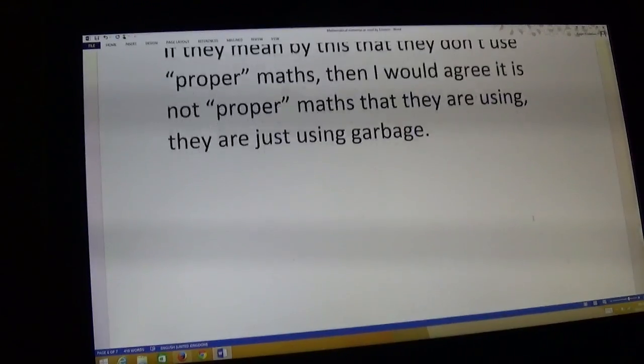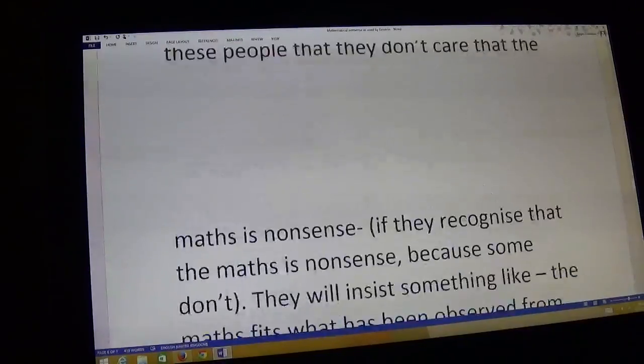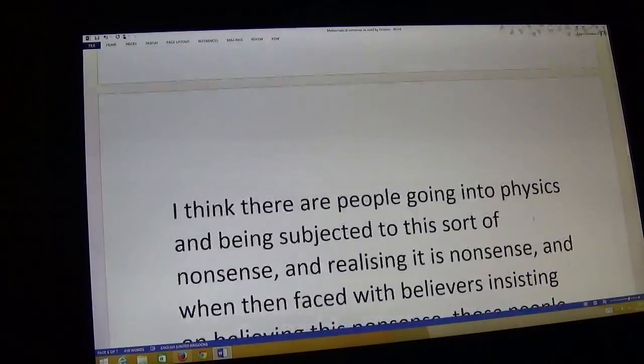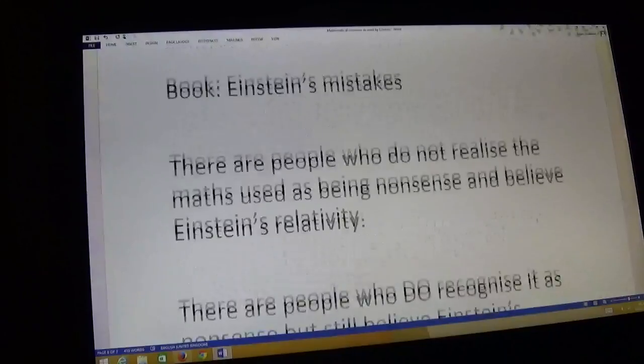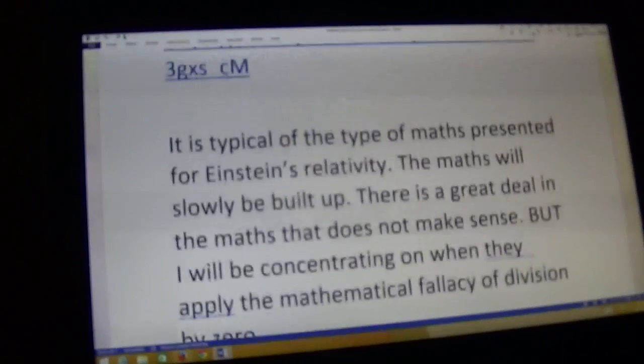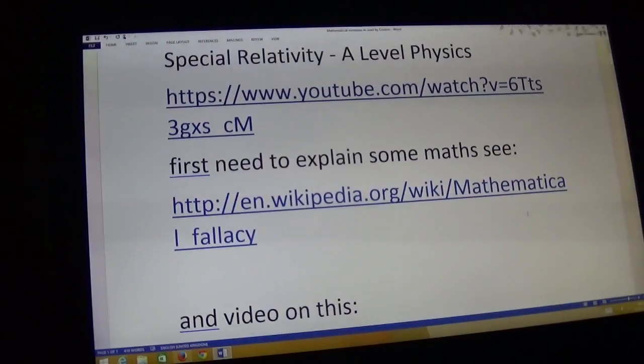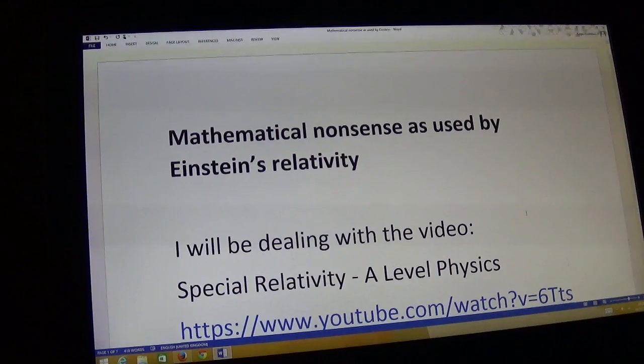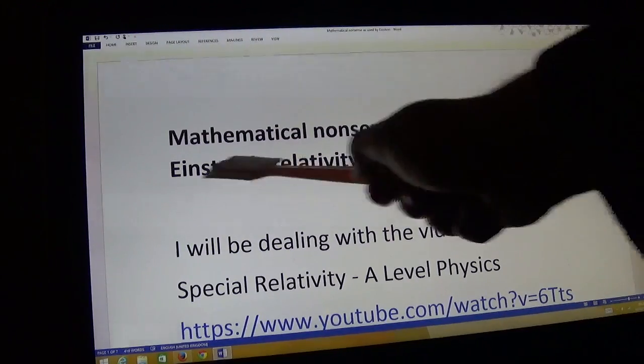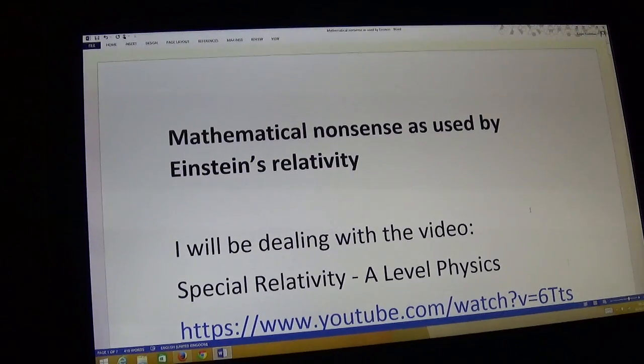And that's my conclusion. All they're doing is using garbage. Garbage in, garbage out. Thank you. That's the end. We're back to the conclusion. Mathematical nonsense as used by Einstein's relativity. That's my conclusion. Thank you.